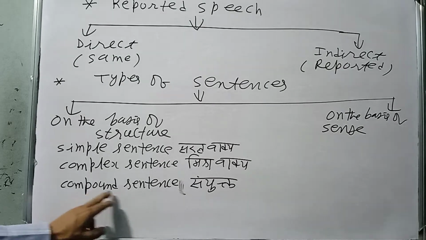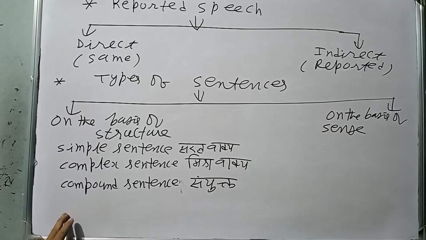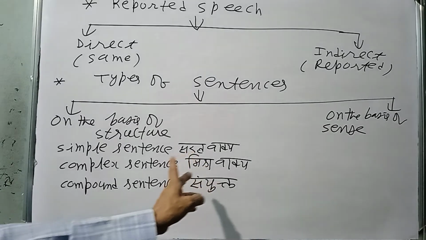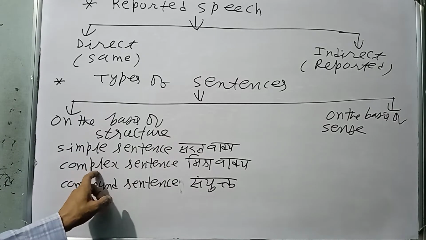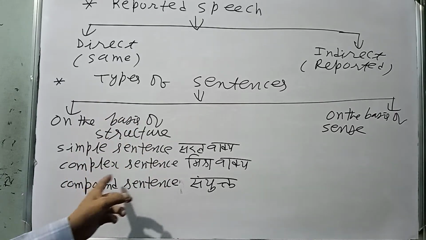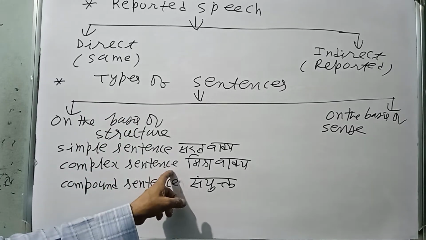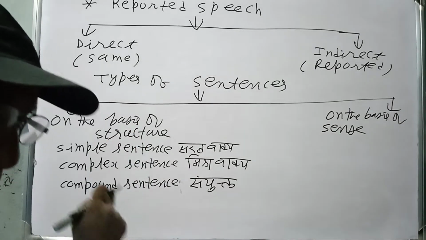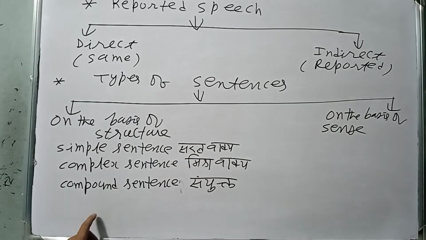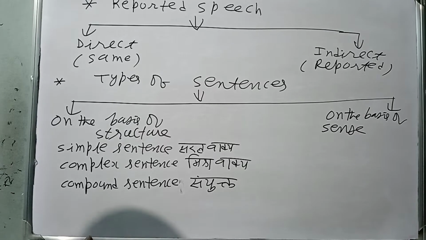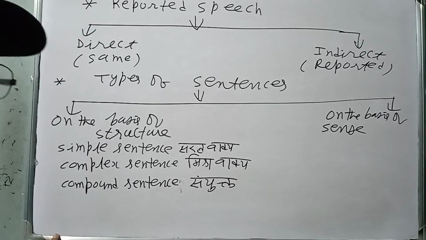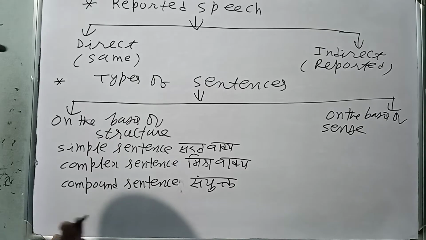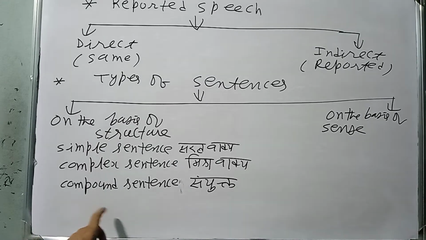Giving full meaning. A compound sentence has at least two independent sentences or clauses, and it may have more than two as well. Simple has only one verb. Complex sentences: one incomplete, another complete. Compound: at least two independent sentences, and another, it may be dependent. Generally, a compound sentence is formed by using coordinating conjunctions like and, or, but, therefore, etc.